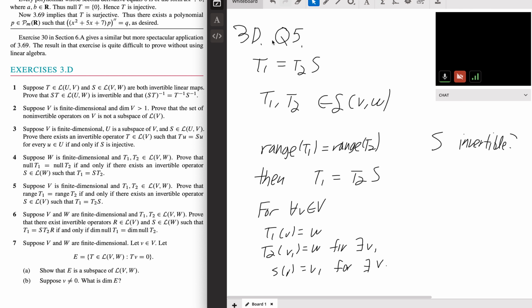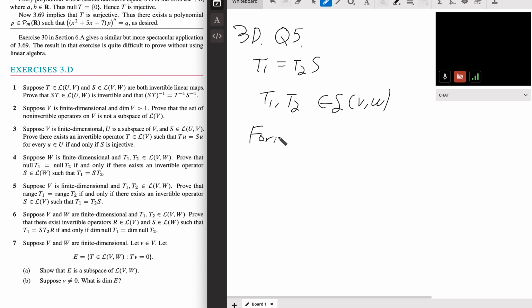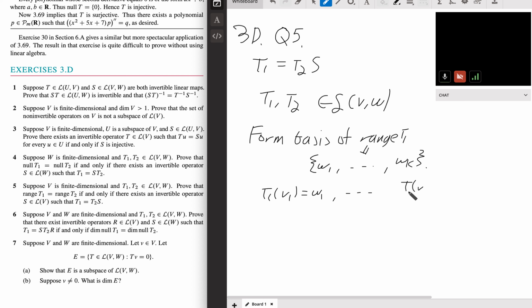Maybe I should define S differently, because while this definition probably works, it doesn't work well when trying to prove it's invertible, right? So let's say a basis of range T1 is W1 through WK, for example. Then what you've got is T1 Vi equals Wi, and Vi exists for all i. Yeah, this is true, right?